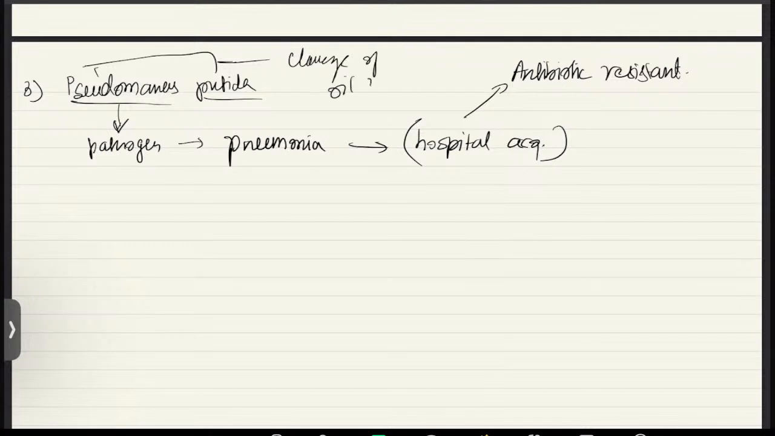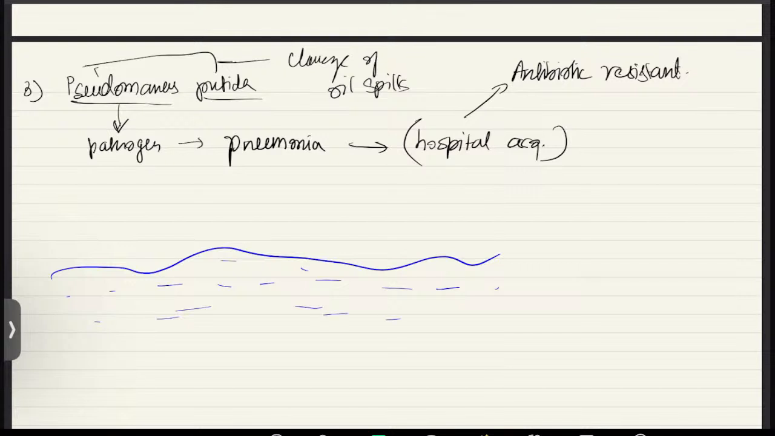oil spills. Now, what is an oil spill? Imagine this is your ocean. Ocean is full of what? Water. Now a ship is going with oil. This is a tanker. A ship with oil is called a tanker. Inside it is filled with oil.